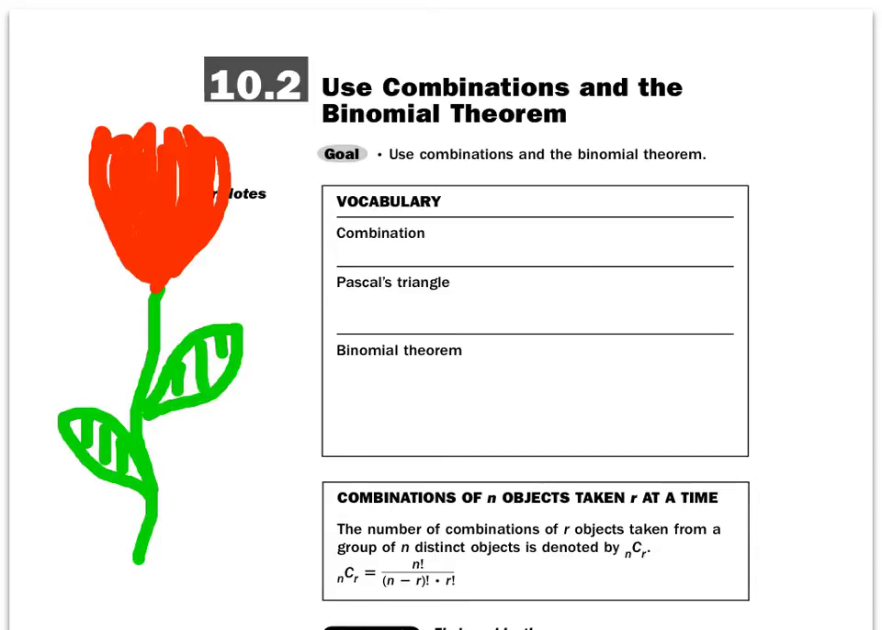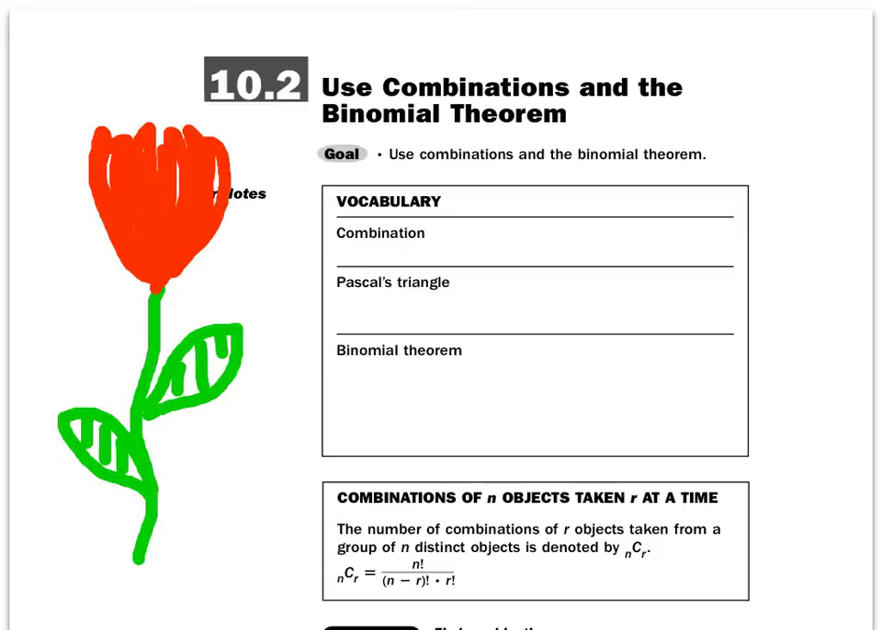Hey, what we're talking about is using combinations in the binomial theorem. So this is going to be important stuff, statistical stuff that you're going to have to know, and some of it you might want to know. It's actually fairly interesting as far as if you like numbers and the lottery and all those things.